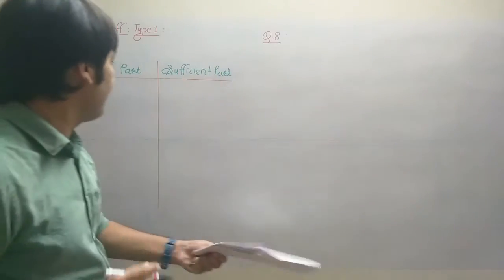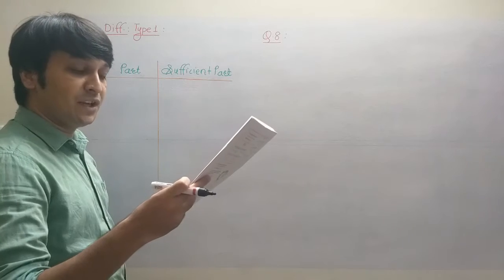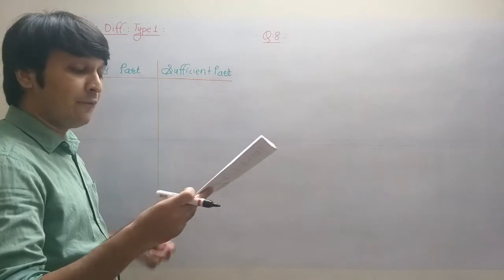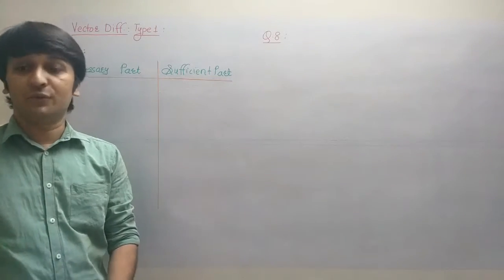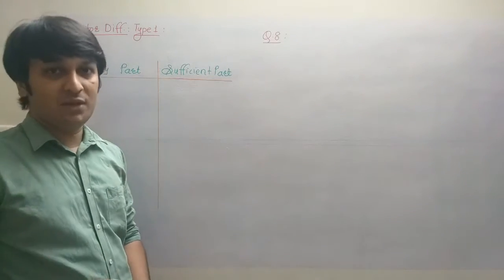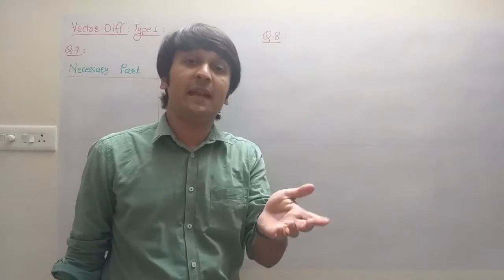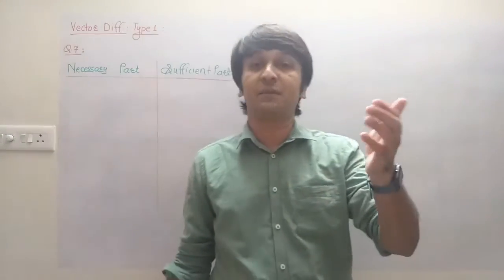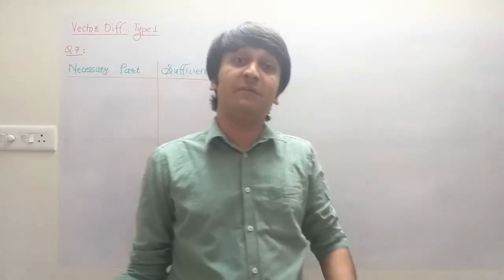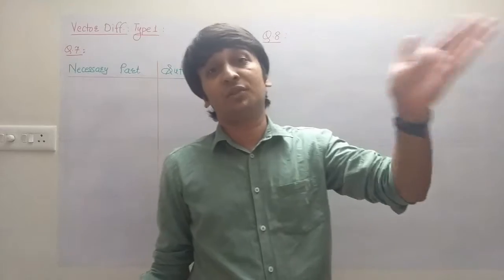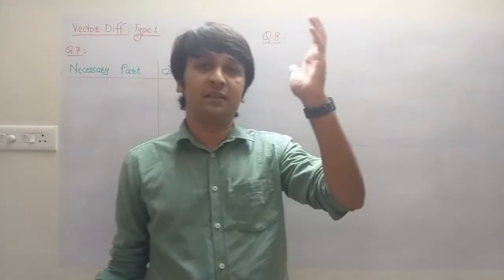So the theorem is: show that the necessary and sufficient condition for f bar to have constant magnitude is f bar dot df bar by dt is equal to 0. So we have to prove this. If f bar has constant magnitude, then prove that f bar dot df bar by dt is equal to 0, and the converse also. Converse means if it is 0, prove that f bar has constant magnitude.